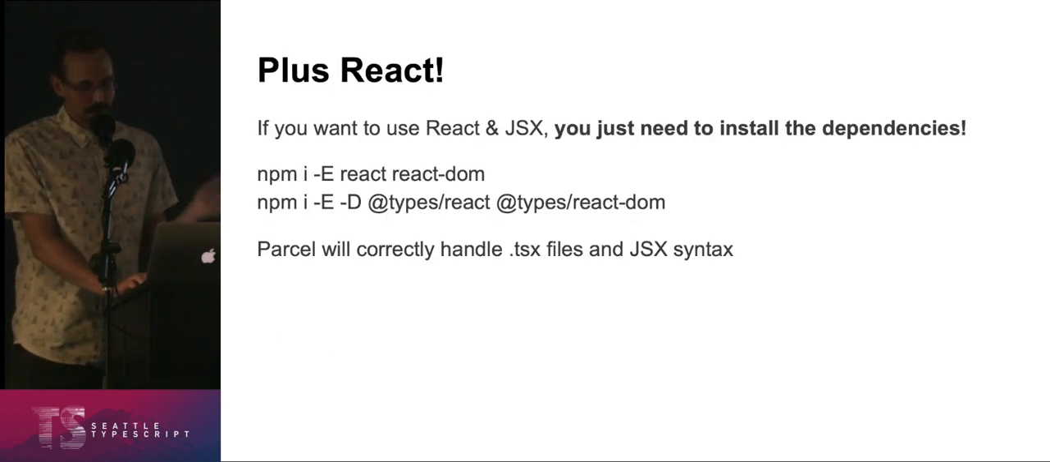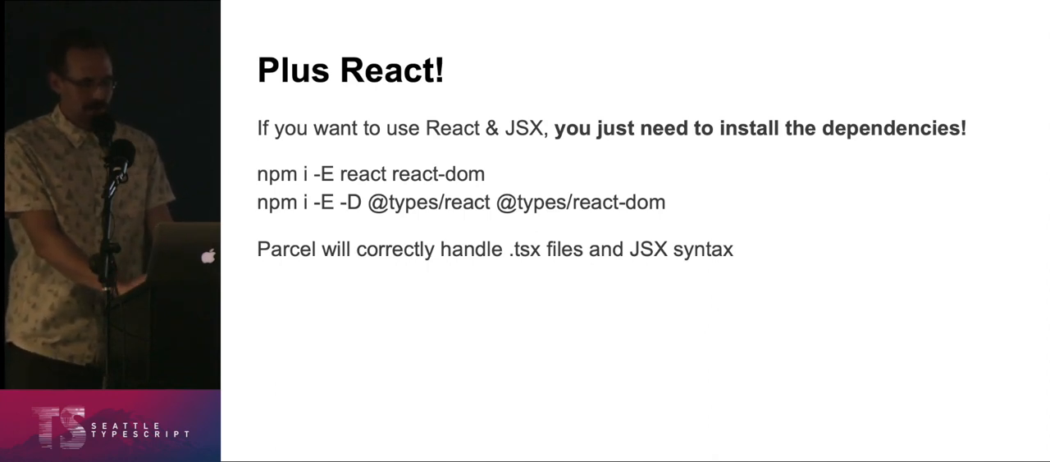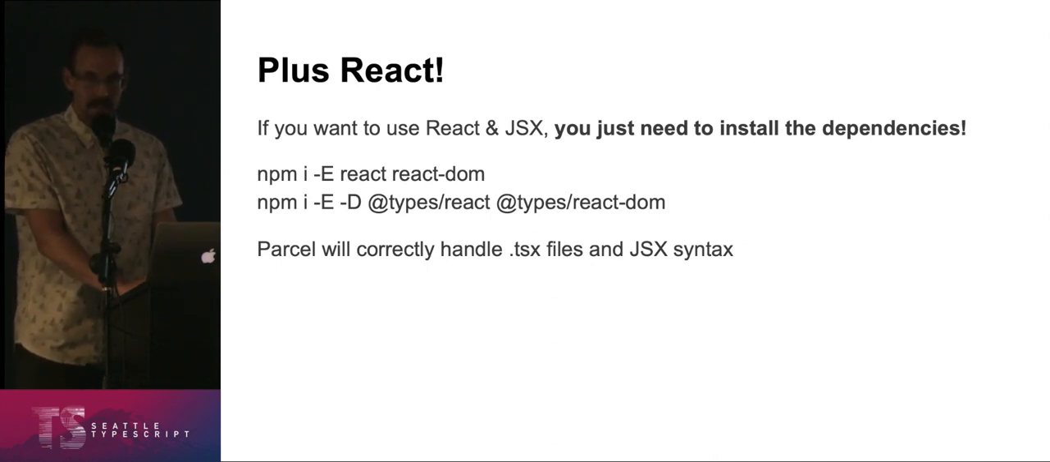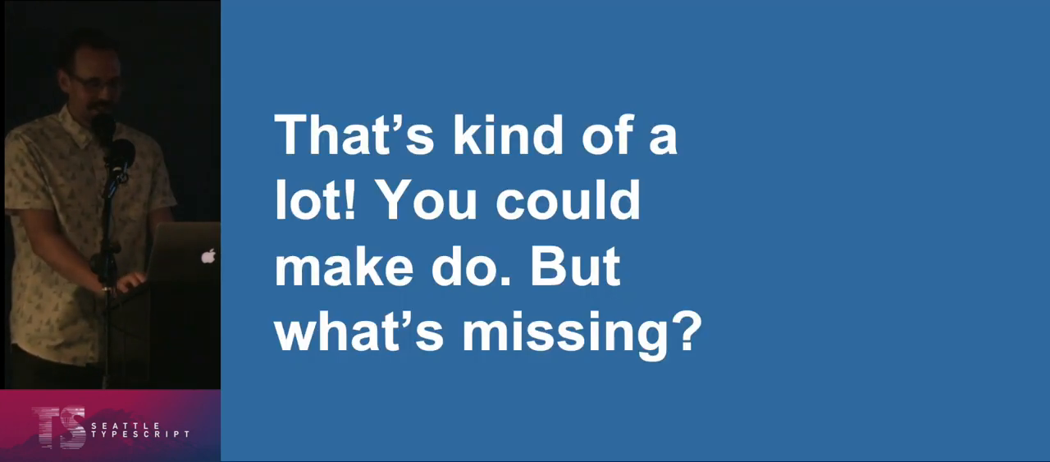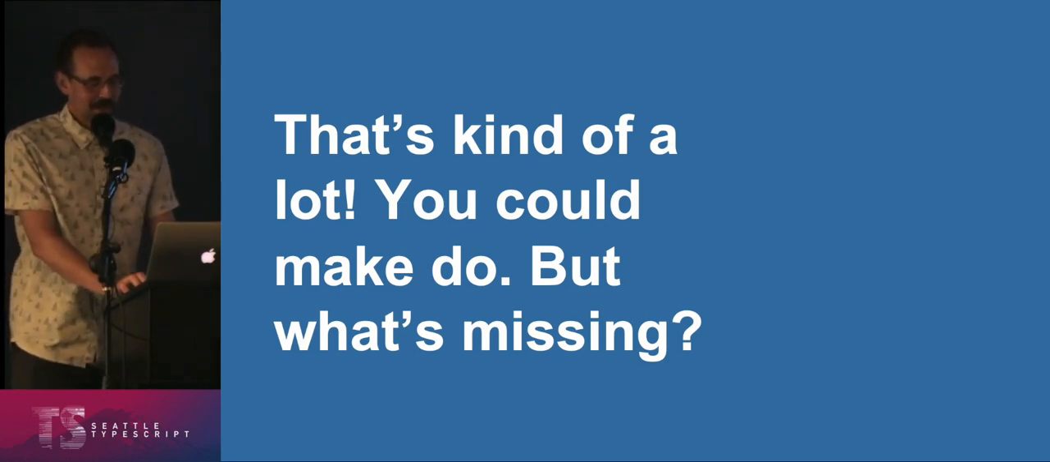Oh, plus you can throw React in there if you want. All you have to do is install the runtime dependencies and the types, and Parcel will correctly pick up on .tsx files. It will correctly parse JSX syntax, again, with no configuration. It's pretty good. It's kind of a lot. You could make do, but what are we missing here?